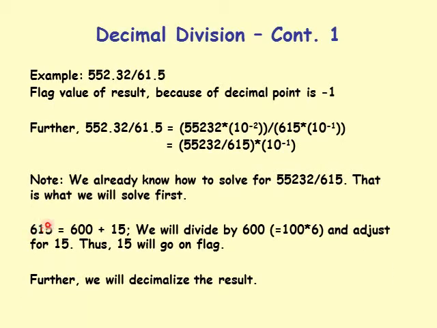Let's continue. We know 615; we're going to divide in two parts, divide by one part and adjust for the other. So we divide by 600, which is 100 times 6, and thus 15 will go on the flag. Further, we'll decimalize it. We won't just say the quotient is such and such, remainder such and such. We'll say the quotient is such and such, with a decimal fraction.